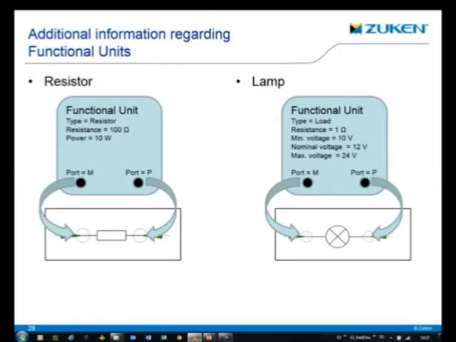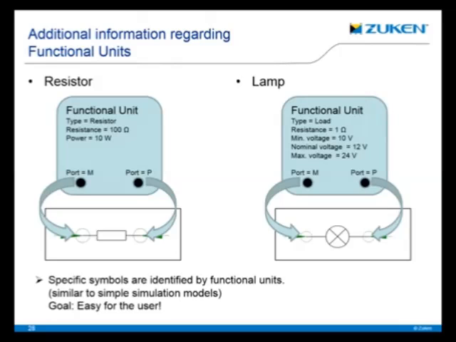Next example is a functional unit for a lamp. The type is load, and a resistance, a minimum voltage, a nominal voltage, and also a maximum voltage are needed. The lamp will be active from 10 volts up to 24 volts. The symbol state is active, meaning the symbol is yellow. Below 10 volts, the lamp will not work, and the symbol state is inactive. Over 24 volts, the lamp is blown, and the symbol is shown in red, meaning overload.